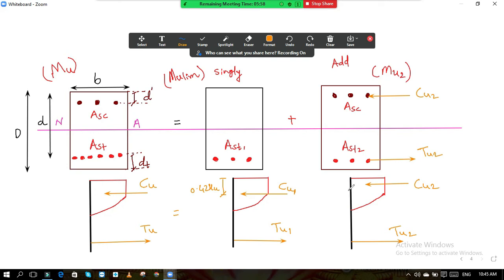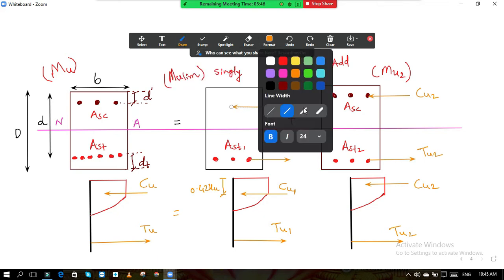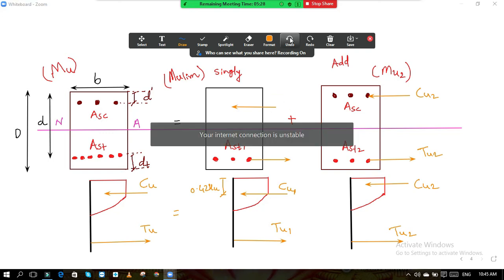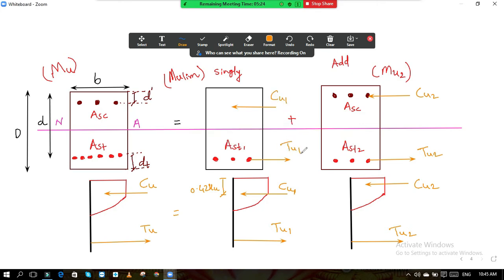Are you getting my point? So similarly, if I show all the forces, here it will be your Tu1 and here somewhere below, Cu1 is acting, at this point. You will get the total Cu and total T. So here it is Cu1, this is your Cu1 and this is your Tu.